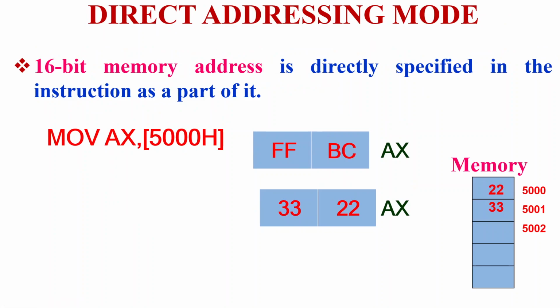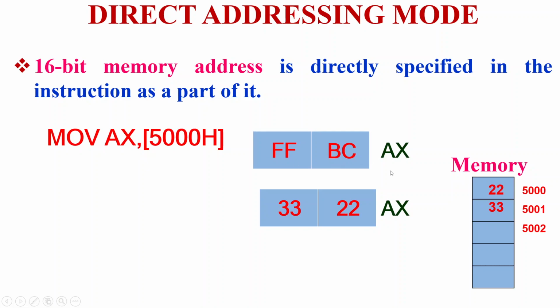The second addressing mode we are going to discuss is about the direct addressing mode. In this addressing mode, a 16-bit memory address is specified directly in the instruction. For example, MOV AX, [5000H]. It is represented within a bracket. It is not a data, whereas it is a memory location. So when you execute this instruction, the data which is available in 5000 has been taken into AX register.